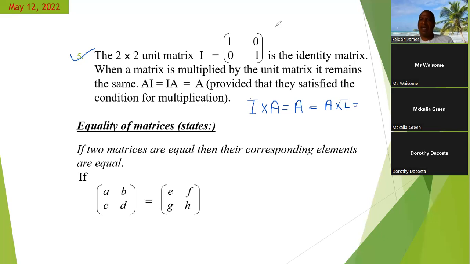Now, my question to you, based on this property that I'm writing here: what can you conclude about multiplying by the identity matrix in terms of the associative, not the associative property, but the commutative property? What can you conclude from what is written here? Anybody remember what we were saying about the commutative property? Remember what the commutative property means, Ms. Waysam?